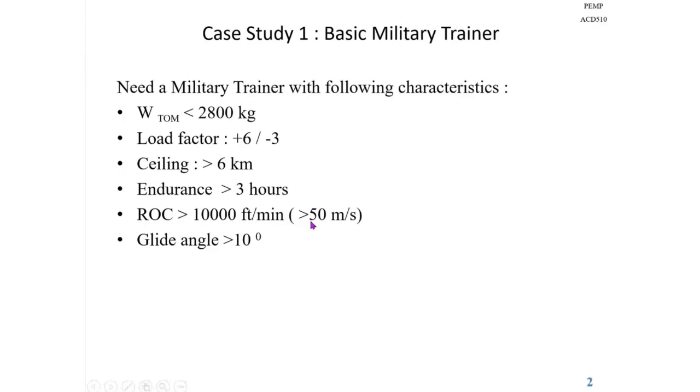It should be not greater than 10 degrees. Okay, so you're looking at a glide angle maximum 10 degrees. So from this, what all can you guess? The glide angle less than 10 degrees will tell you what L/D ratio you're looking at.